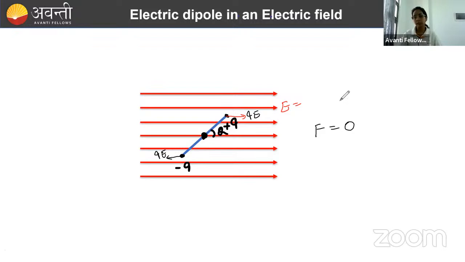If the dipole is kept in a non-uniform electric field, the net force will be non-zero. What will be the torque acting here? We have already learned the formula: P cross E, which is P E sin theta. And since this is a two-charge system kept in an electric field, it will have a certain potential energy, and that potential energy is written as minus P dot E. So these are the formulas that we have already studied.